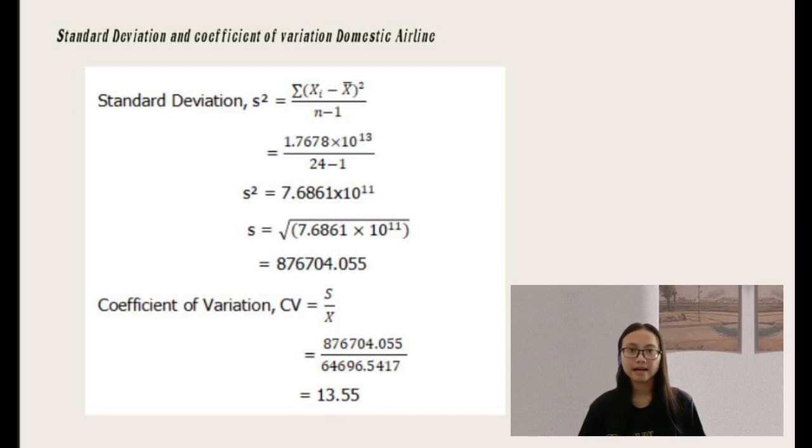For domestic airlines, the sum of all data points is 1.7678 times 10 to the power of 13. The standard deviation of these airlines is 876,704.055 and the coefficient of variation is 13.55.